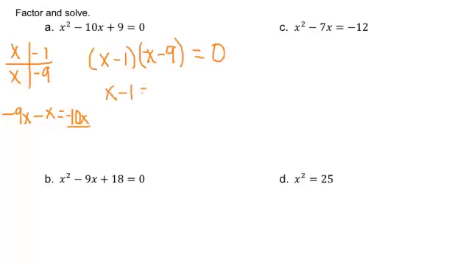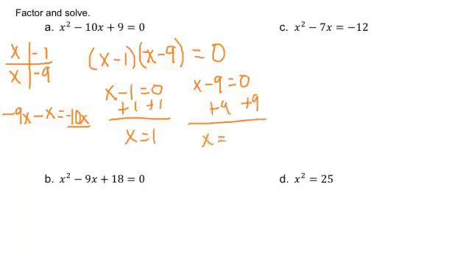So x minus 1 equals 0, and x minus 9 equals 0. So I'm going to add 1 to get x equals 1. I'm going to add 9. So x equals 9 or x equals 1 are our two solutions.